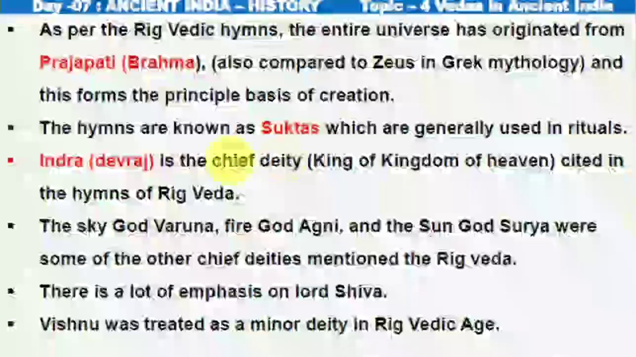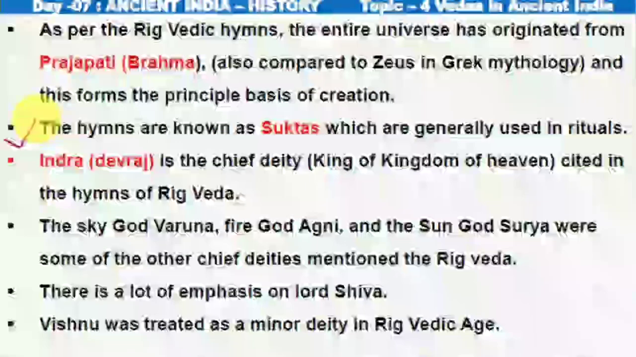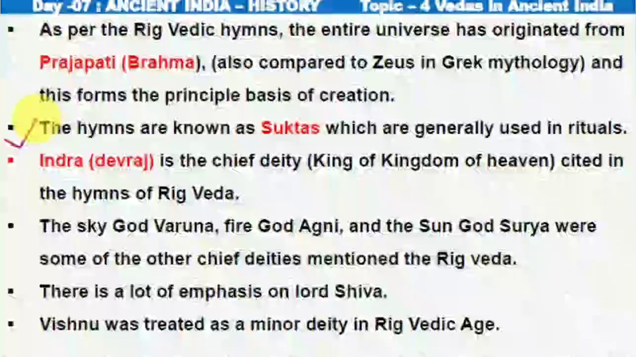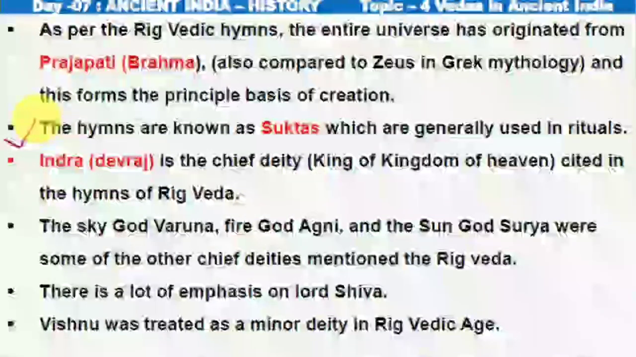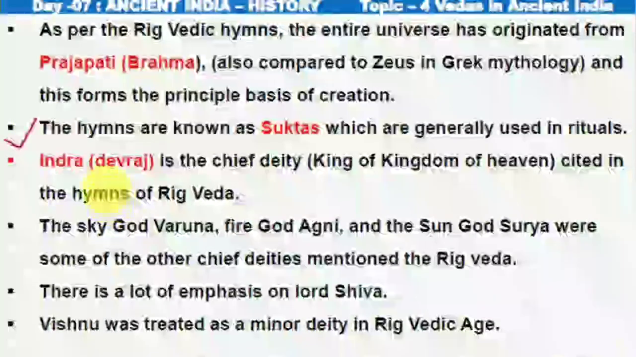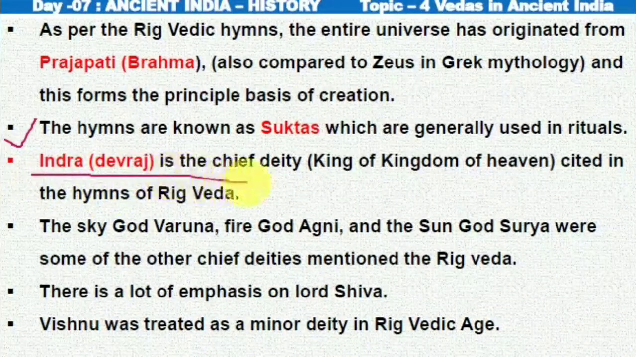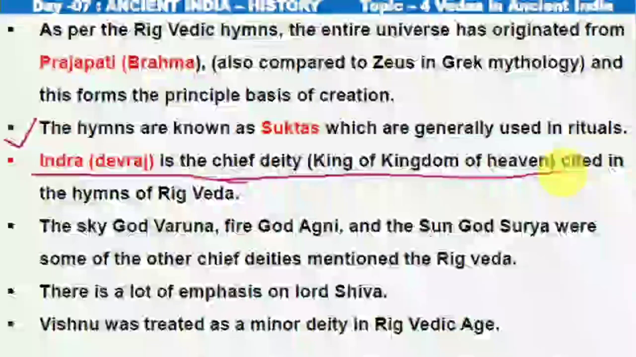Then the second point is the hymns. The hymns are known as suktas, which are generally used in rituals, which we follow in our sacrifices, in our day-to-day puja, and other celebrations when we are offering our devotion to God. Indra, popularly known as Devraj, is the chief deity. Deity means god. He is the king of the kingdom of heaven. Indra is the chief deity, or the king of the kingdom of heaven, cited in the hymns of the Rig Veda.